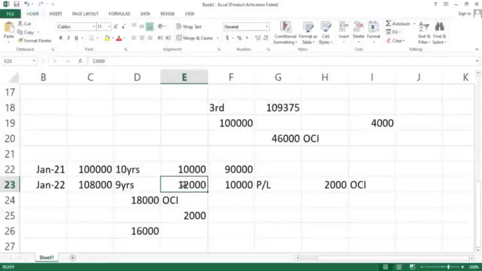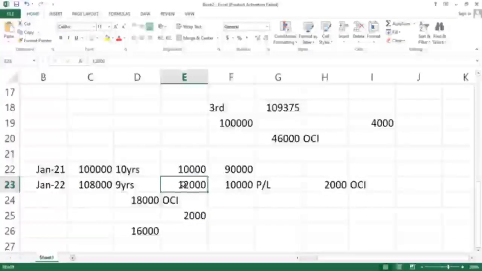So for FR people, the question will say that it is the policy of the company to transfer the excess depreciation to retained earnings. How do we get that? Just take your revaluation surplus divided by the remaining useful life of the asset. Revaluation surplus is 18,000 divided by the remaining useful life of the asset, which is 9 years. You are going to get 2,000. So you go and what? Subtract it.